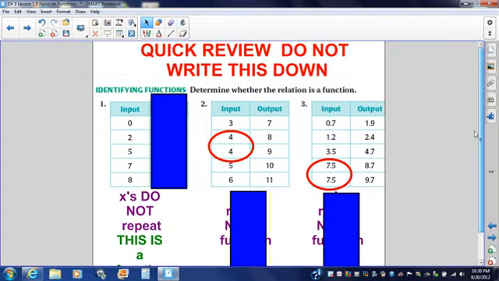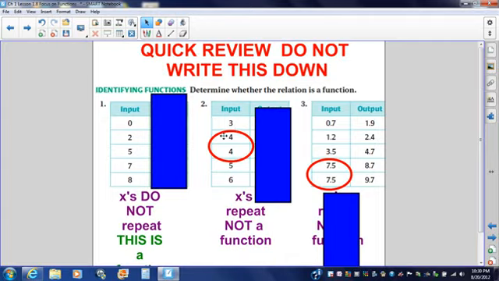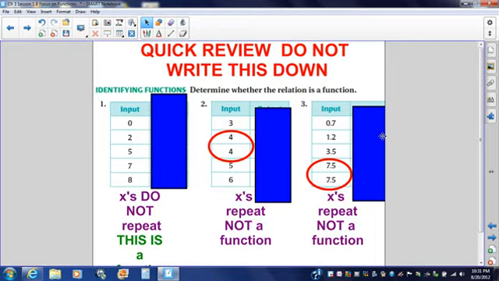Again, do not write this down. Just watch. Look at your domain. Notice that the input repeats. So since the x's repeat, this is not a function. And the same with example number 3. Look at your domain. The x's repeat. This is not a function.